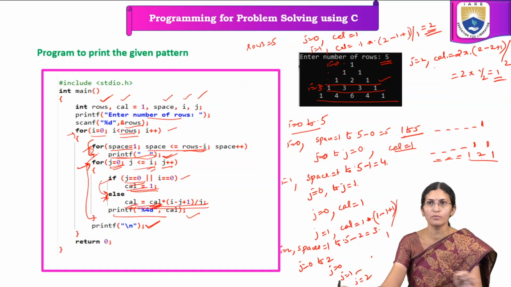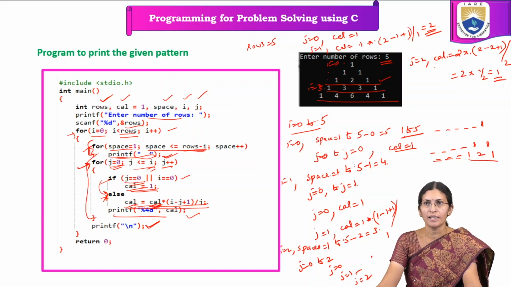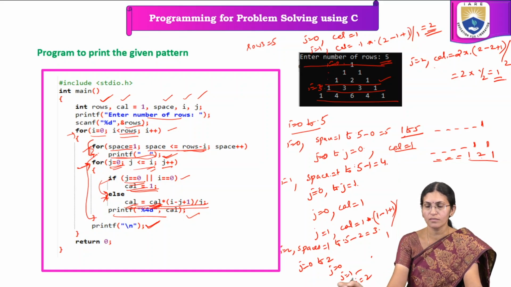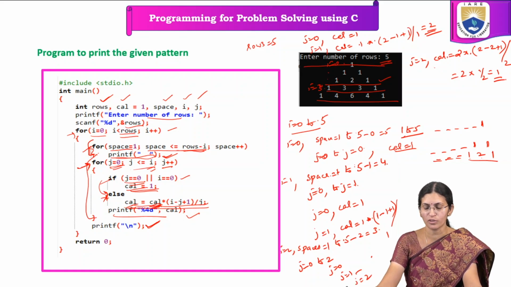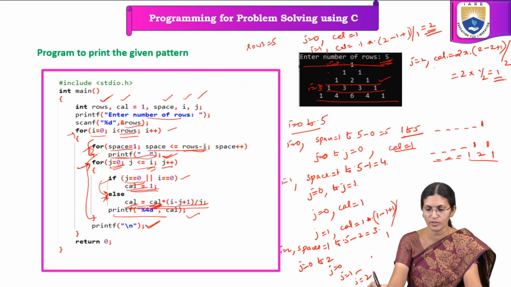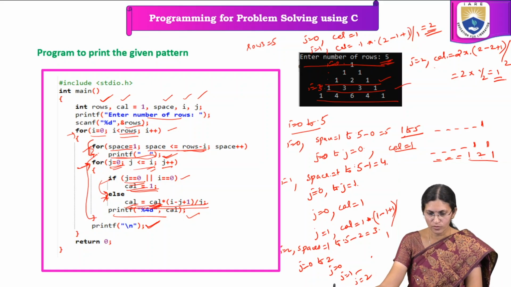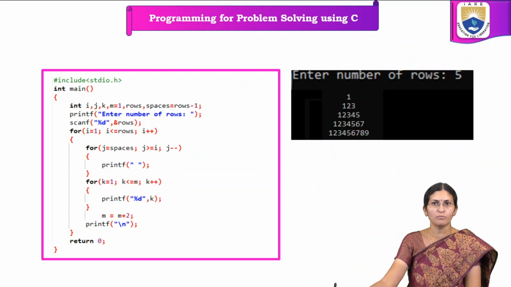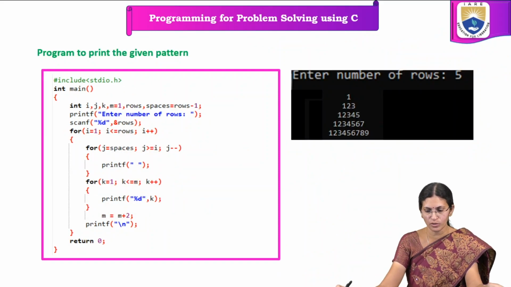So if you run this program, it will prompt the user to enter the number of rows. Suppose we enter the number of rows as 5. So this is how we'll get the pattern. So this program you can run for any number of rows which are specified by the user.